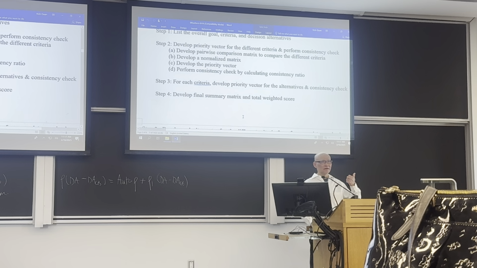Okay, first you calculate the weights for the criteria and perform a consistency check. Next you calculate the ratings for each alternative and perform a consistency check. And then finally you put the matrix together and calculate the total weighted score.